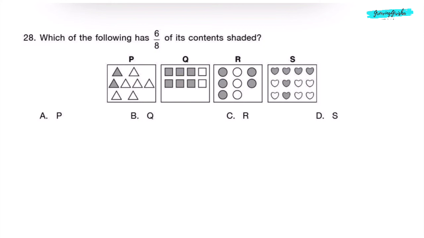Question 28. Which of the following has 6 by 8 of its contents shaded? In P there are 1, 2, 3, 4, 5, 6, 7, 8 triangles, and out of which 2 are shaded. So the fraction is 2 by 8. For Q, again there are 1, 2, 3, 4, 5, 6, 7, 8 contents out of which 6 are shaded. So the fraction will be 6 by 8. Oh, we got the answer. Correct answer is option B, Q.